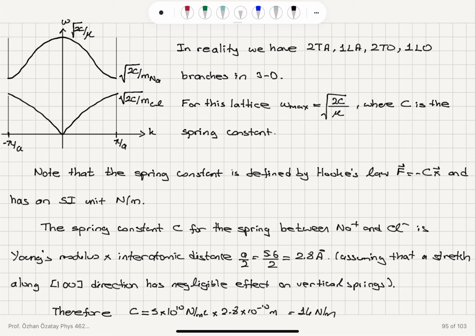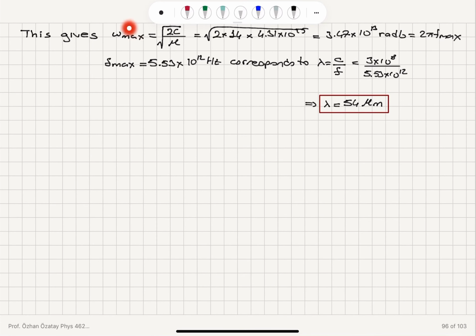In reality, for the three-dimensional crystal with diatomic basis, we have 2 transverse acoustical, 1 longitudinal acoustical, 2 transverse optical, and 1 longitudinal optical branches. So this gives us omega max is square root 2C over mu, which is 2 pi times f max. A maximum frequency of 5.53 times 10 to 12 hertz corresponds to a minimum wavelength of 54 micrometers. So wavelengths less than 54 micrometers will be strongly reflected.